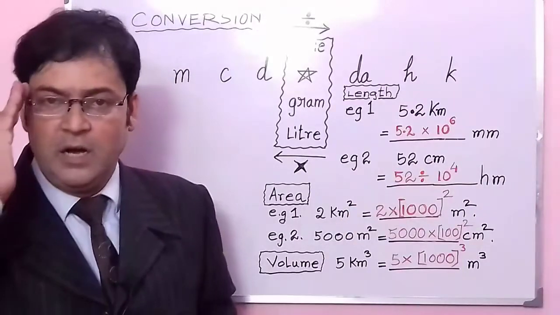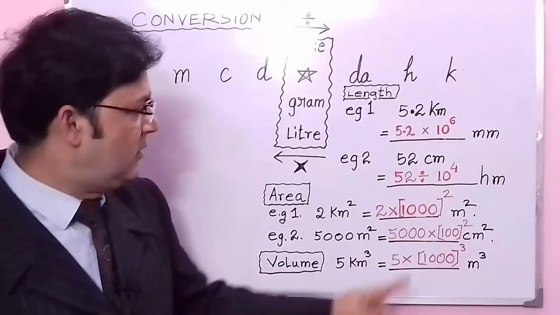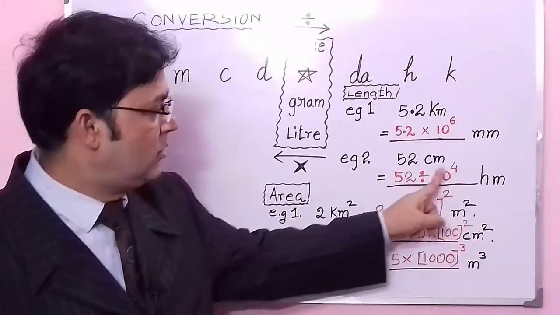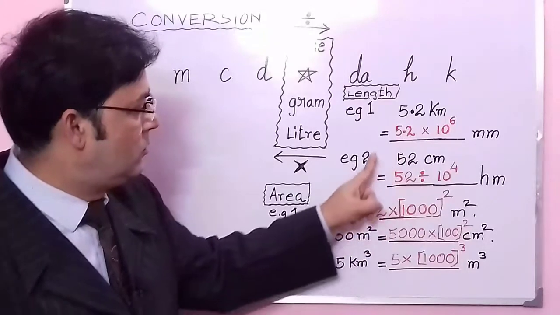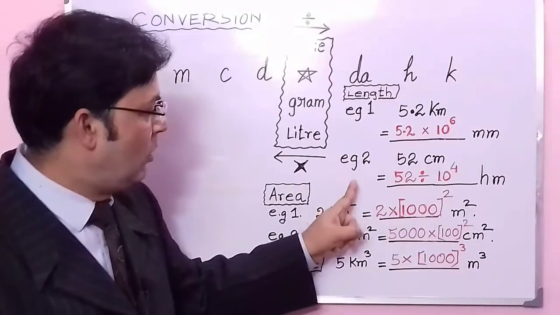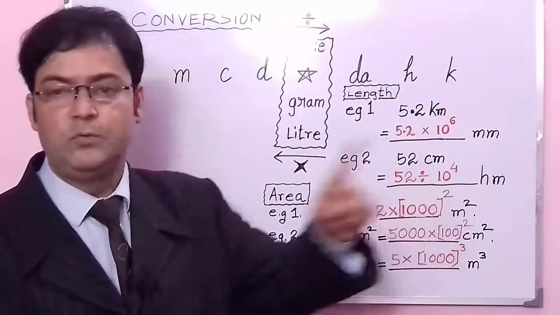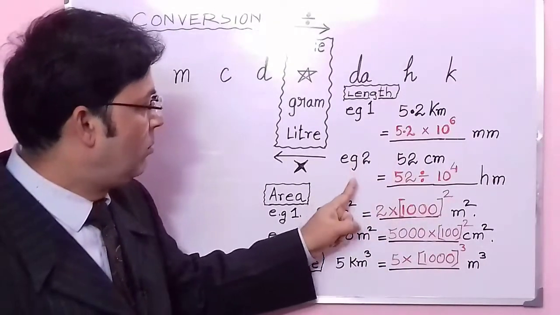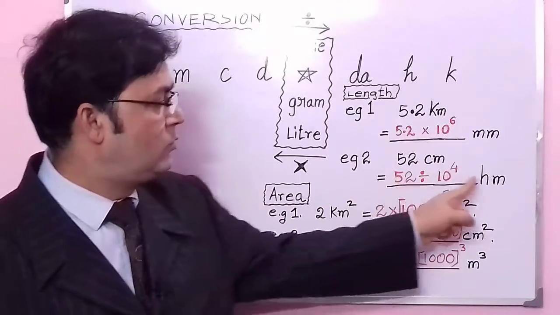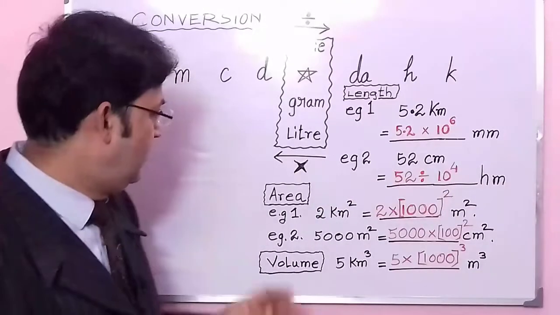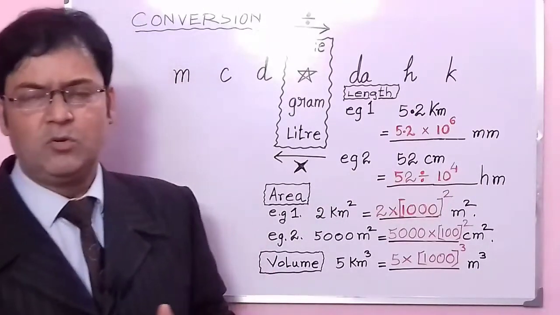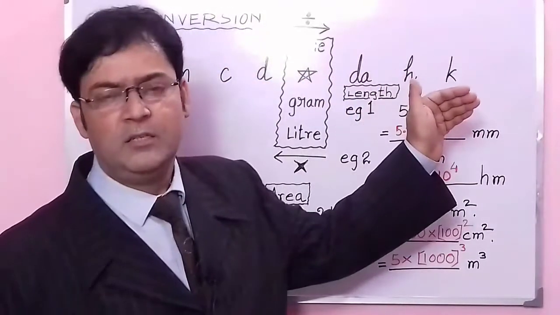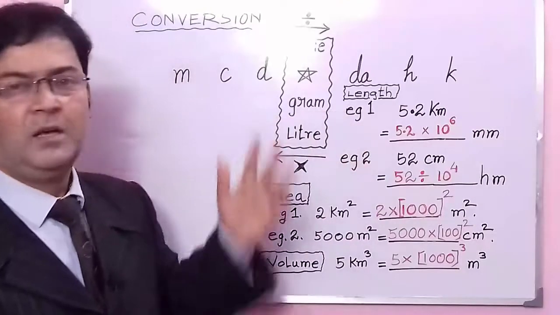In the mind, how will you do it? Where will you place the decimal? The decimal is here. Go, there are 4 zeros: 1, 2, 3, 4. So 0.0052 hectometer. That's about length. Whether you go this way, divide, or come this way, multiply.